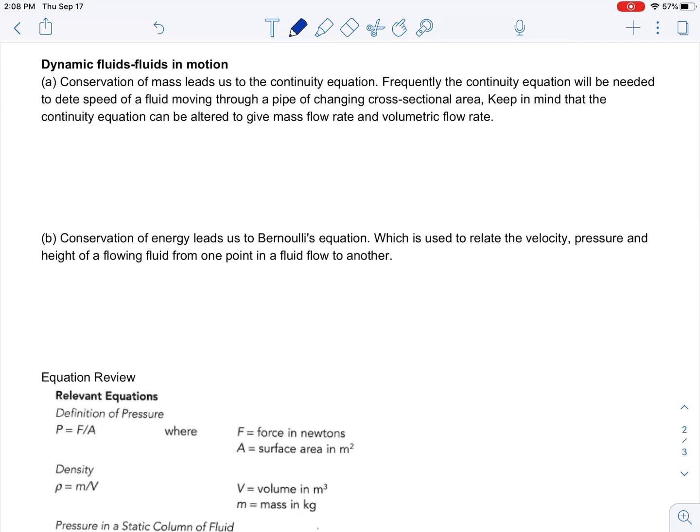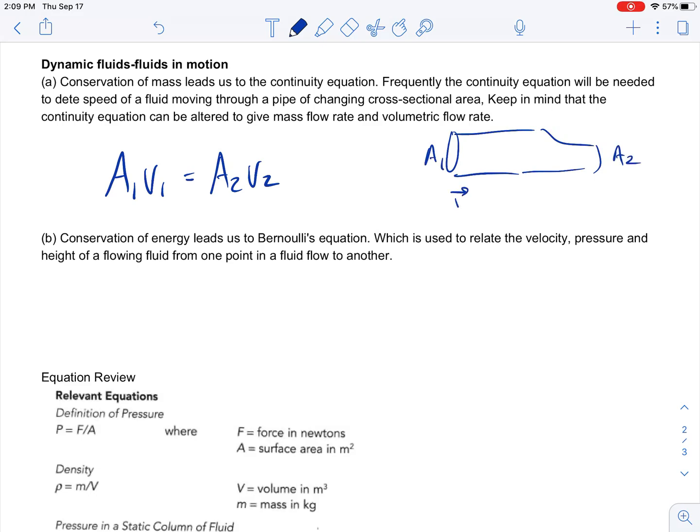Dynamic fluids, fluids in motion. Conservation of mass leads us to the continuity equation. This is the continuity equation. A1V1 equals A2V2. This is for a pipe with a changing cross-sectional area. And we know that the speed will be greater where the area is smaller.